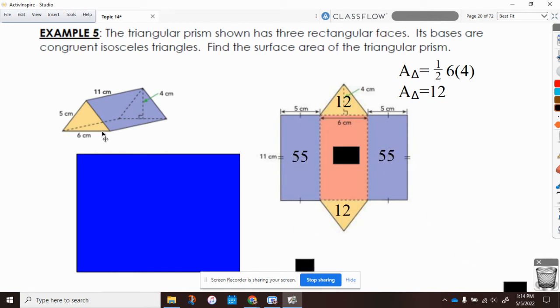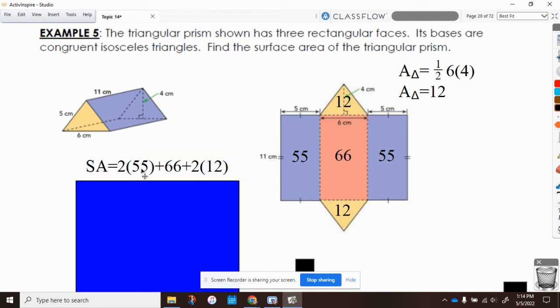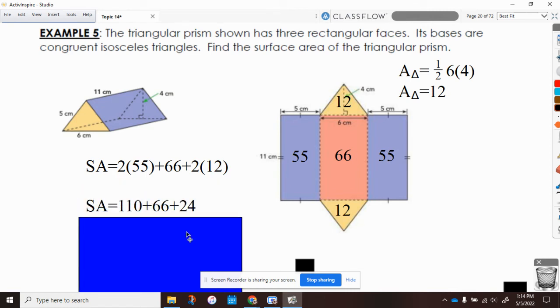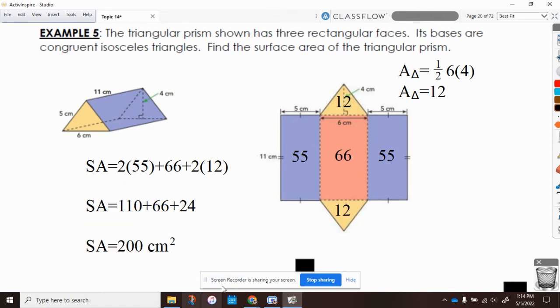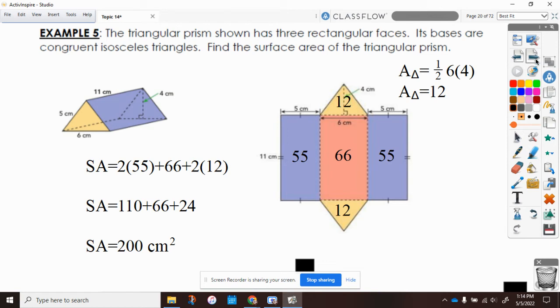And this last one right here, this red rectangle, is the bottom of this prism. Okay, it's what this prism is sitting on top of. It's 6 wide and 11 long. So 66 is our area for that one. We add up all of those pieces. We've got two 55s and two 12s and 66. We add everything up and we get a total surface area of 308.